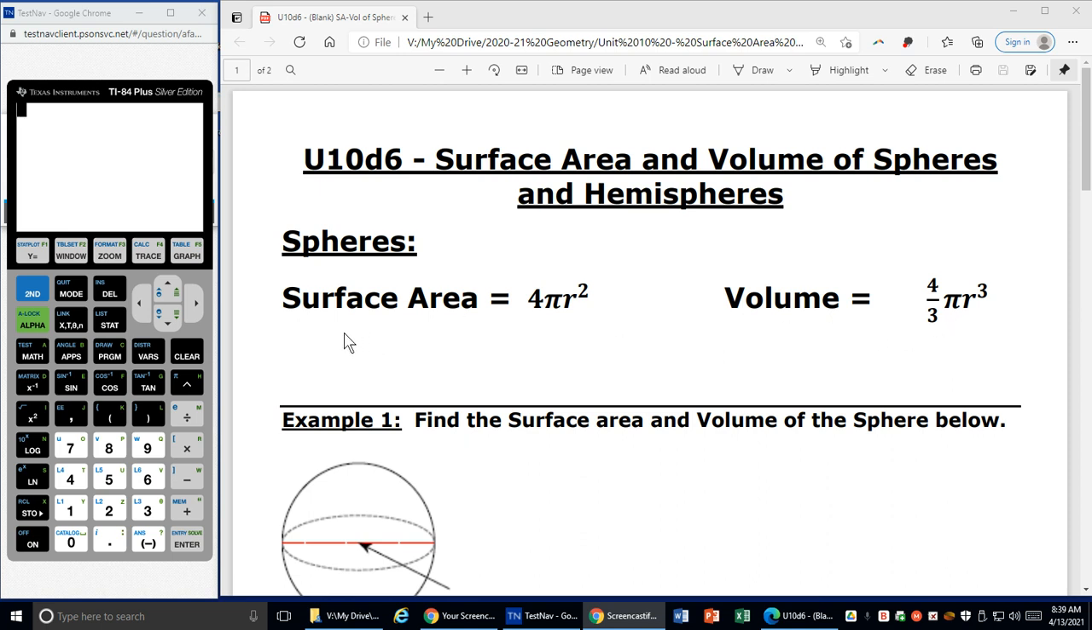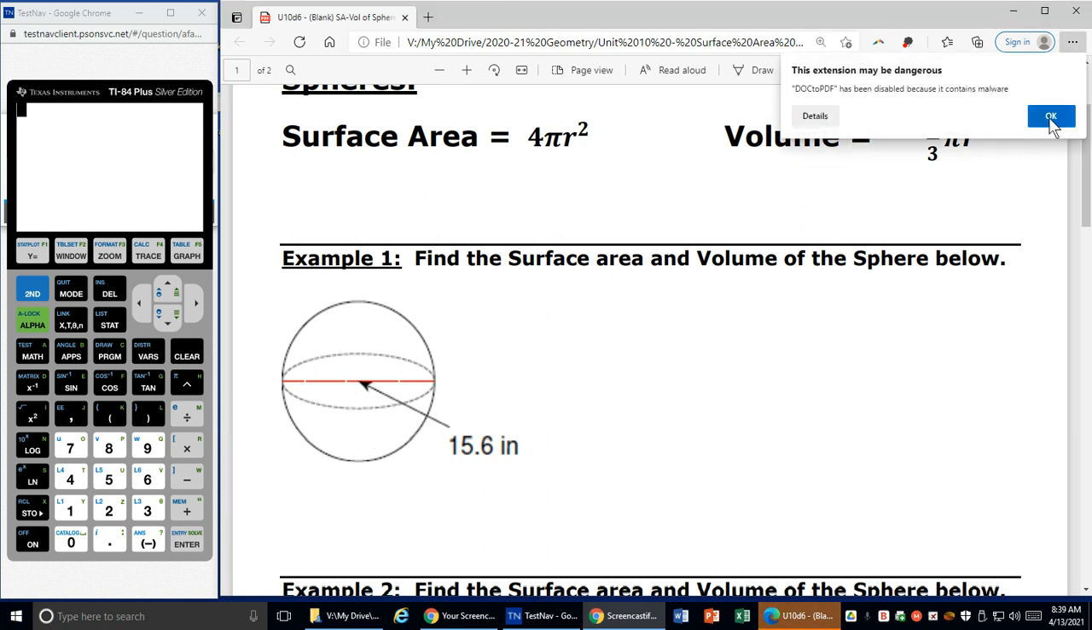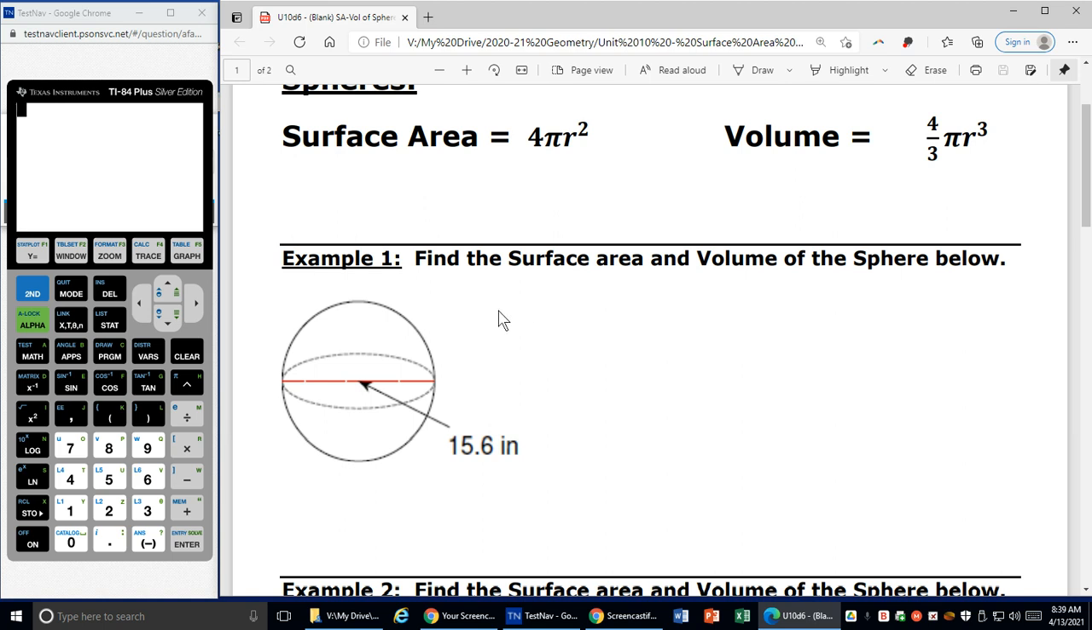Notice this is the first time we don't have a lateral and a total surface area, because in a sphere there is no base. We don't differentiate between a surface area and a lateral surface area. So let's find the surface area and volume of this sphere here.